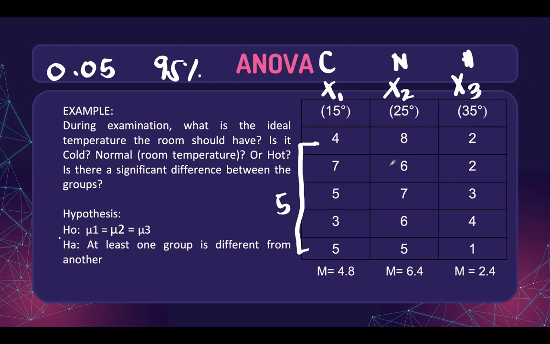So para makuha yung mean, kailangan total mo muna lahat yan and then divide by 5. So kung paano kinocompute yung mean: 4 plus 7 plus 5 plus 3 plus 5, 24 divided by 5. So we will get a mean of 4.8. Ganun lang din sa pangalawang variable and then sa third variable, kukunin yung mean.